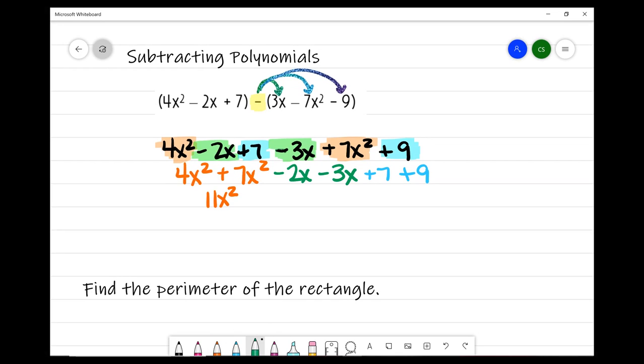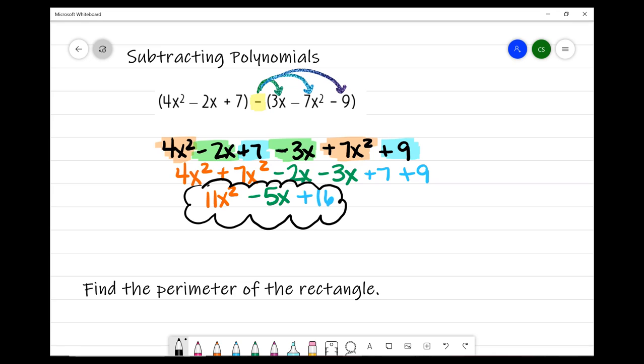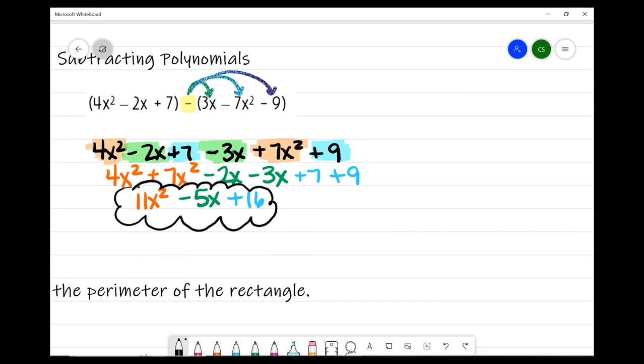Negative 2 minus 3 is a negative 5. And 7 plus 9 is 16. You know you are complete when in your final answer, you don't have any like terms. So what if you want to set this up vertically? Can still do it.